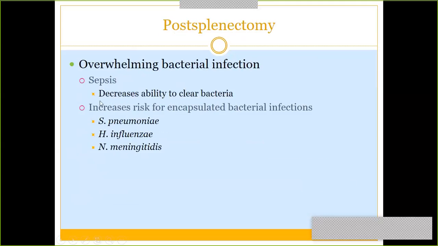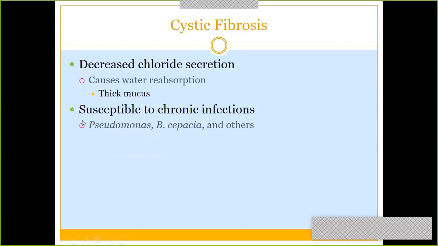Post-splenectomy, sepsis is always a big one, and it's especially those that already have a capsule. So anything that is encapsulated bacterial are the ones that really cause the infection. So Strep pneumo, Haemophilus influenzae, Neisseria meningitidis are the three to definitely remember for probably causing sepsis in a post-splenectomy patient.